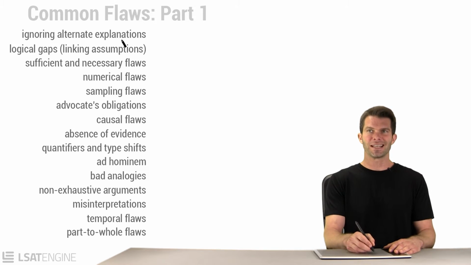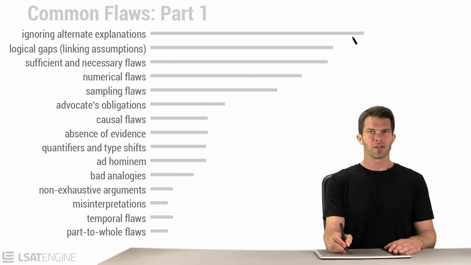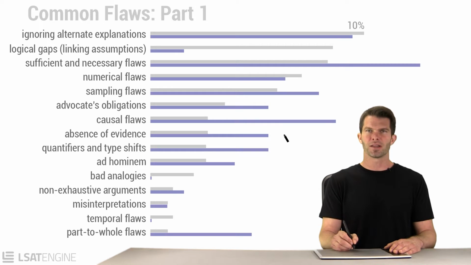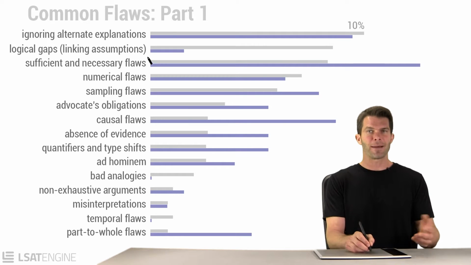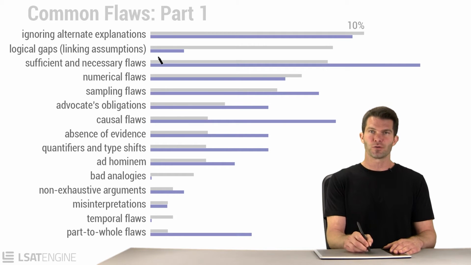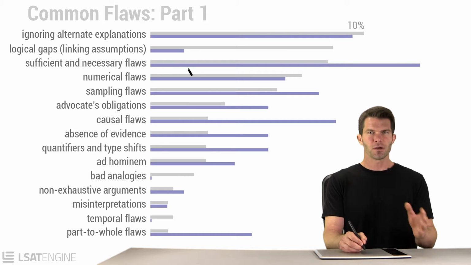So here are my 15 categories of flaw in order of decreasing occurrence. I'll show you a graph. This is their prevalence among that older sampling of prep tests from 30 to 55. This is roughly 10%. And here's their prevalence among the sampling of 15 newer prep tests. So you can see some trends here. Sufficient and necessary flaws have gone up. Basic logical gaps, linking assumptions, that flaw has gone drastically down.